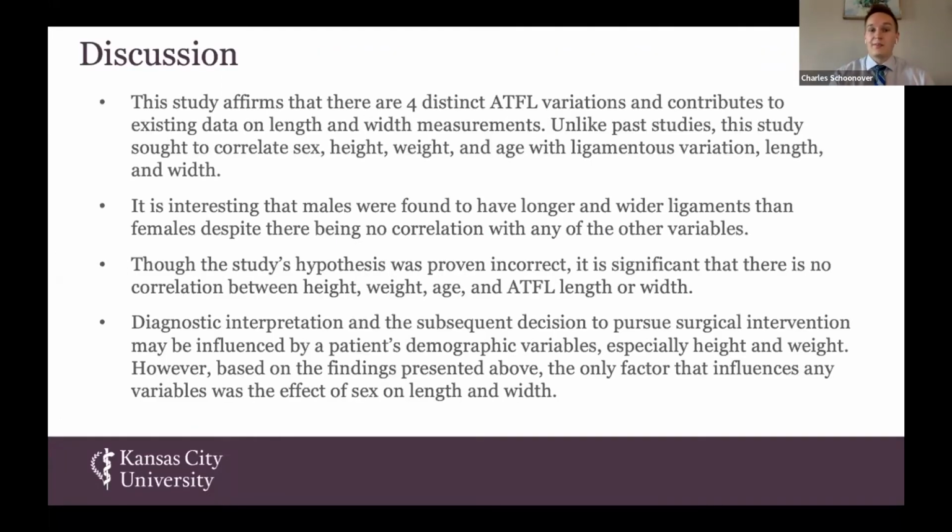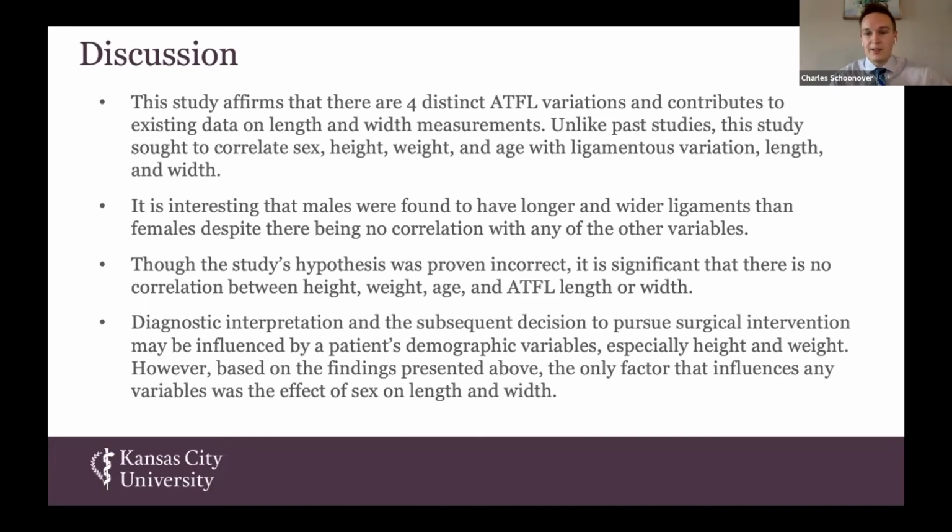So this study affirms that there are 4 distinct ATFL variations. Like I mentioned, results have varied widely among past studies. And this also contributes to existing data on length and width measurements. Although this study's hypothesis was proven incorrect, it is significant that there's no correlation between height, weight, age, and ATFL length or width, because diagnostic interpretation and decision to pursue surgical intervention could be influenced by a patient's demographics.